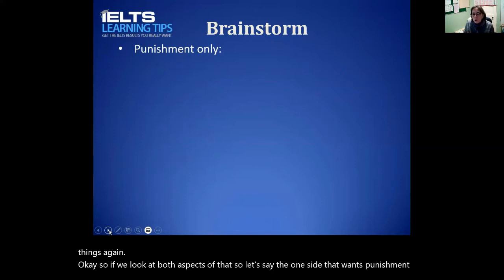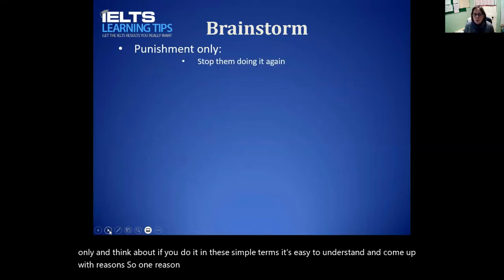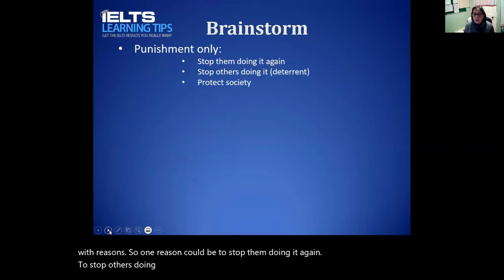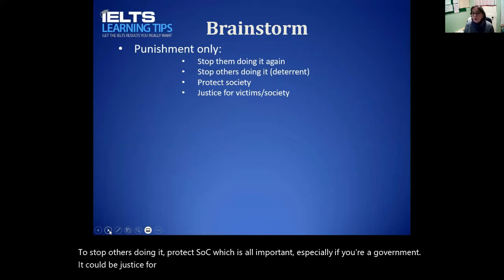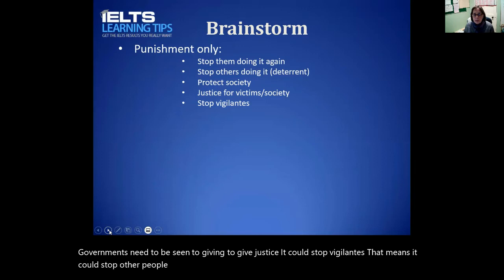and think about if you do it in these simple terms, it's easy to understand and come up with reasons. So one reason could be to stop them doing it again, to stop others doing it, protect society, which is all important, especially if you're a government. It could be justice for the victim or justice for society. Governments need to be seen to give justice. It could stop vigilantes. That means it could stop other people who take the law into their own hands if they don't think that the lawyers are doing a good job.